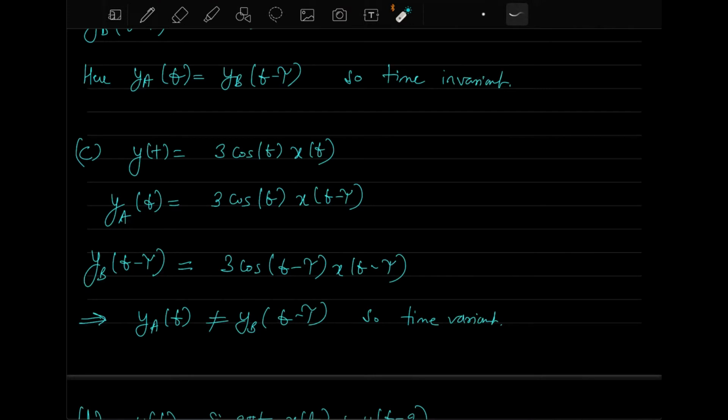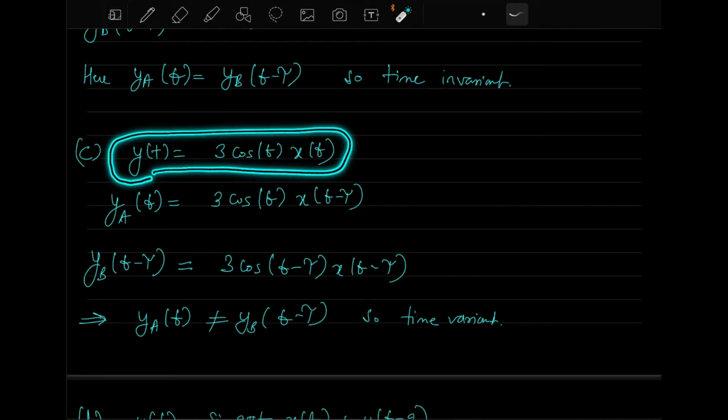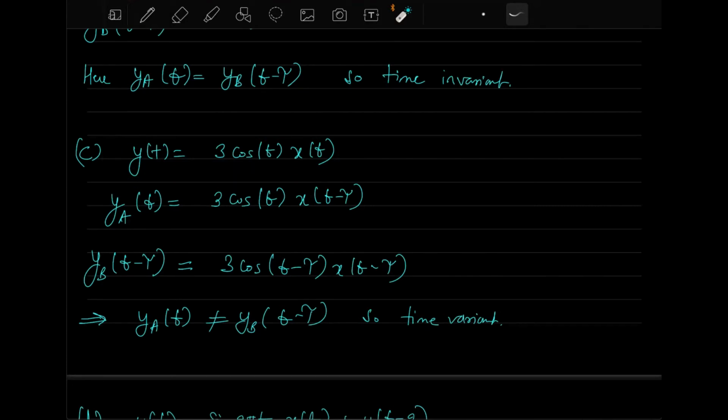When you replace t by t minus tau, this will also be replaced, and this will also be replaced, and now you can see that your yb and ya are not equal at all. Because you are getting different outputs, it's not time invariant, it is time variant. So this example that we gave you last time is a time variant example.